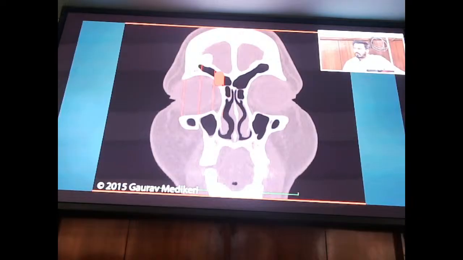or you might have to do an orbital transposition like what I showed you in yesterday's talk, or you might have to do a trephining. So one of these four procedures you will have to do if you want to go beyond the medial third quadrant of the orbit corresponding area, if you have to go far lateral.